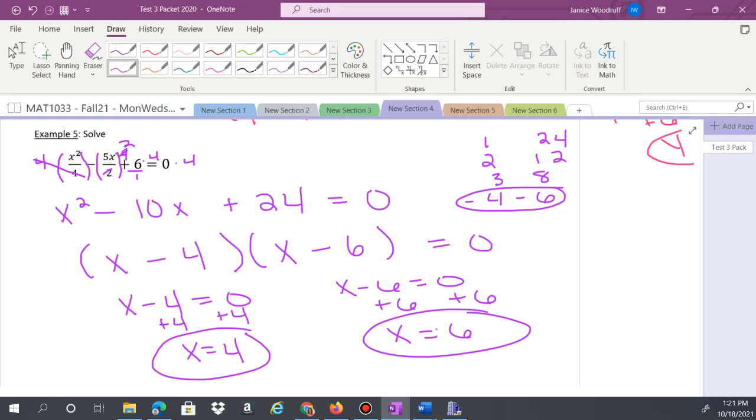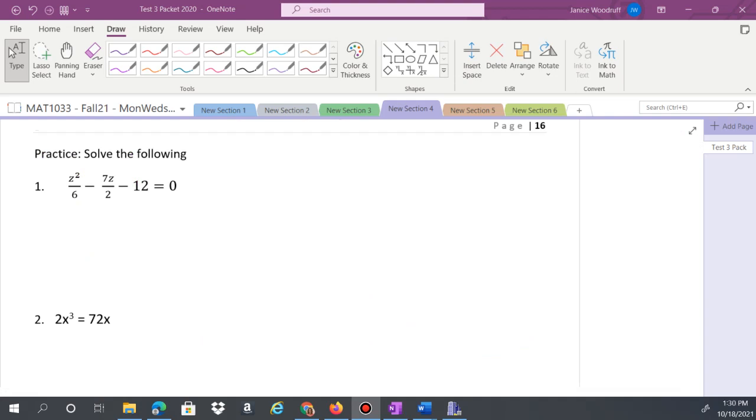All right, I got a couple for you guys to try on the next page, so go ahead and give those a shot, and then we'll take a look at them in a few minutes. All right, so for number 1, it's very similar to the last one we just did actually. What is our common denominator here? 6, yes. Okay, so we're going to multiply everything by 6.